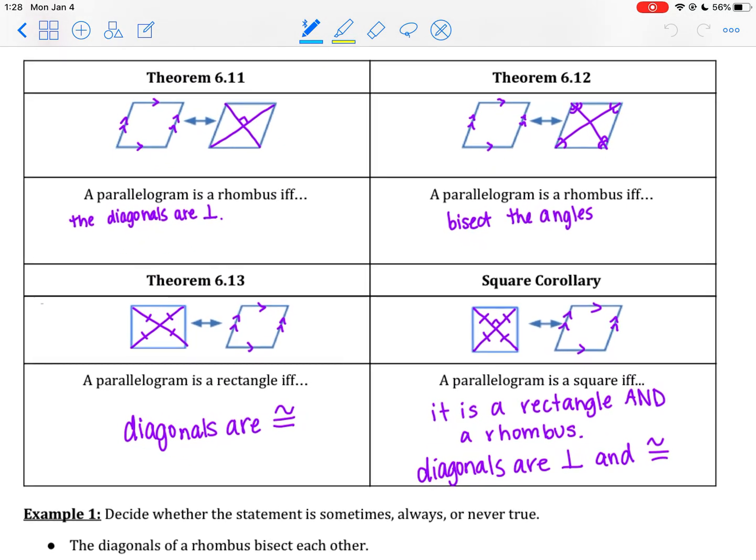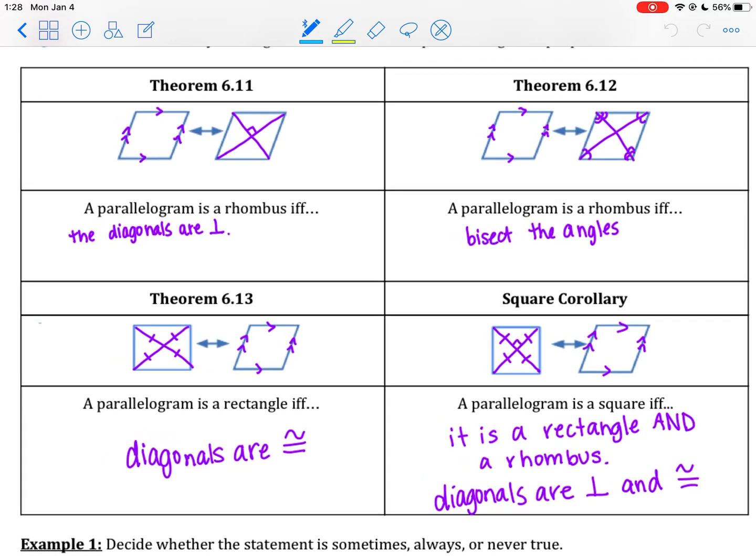So here are those theorems all together in our note form. The first two, 611 and 612, have to do with a rhombus, and 613 has to do with a rectangle. So if you can match one of those stipulations for a rhombus and then show that the diagonals are congruent, you can automatically say that it's a square.